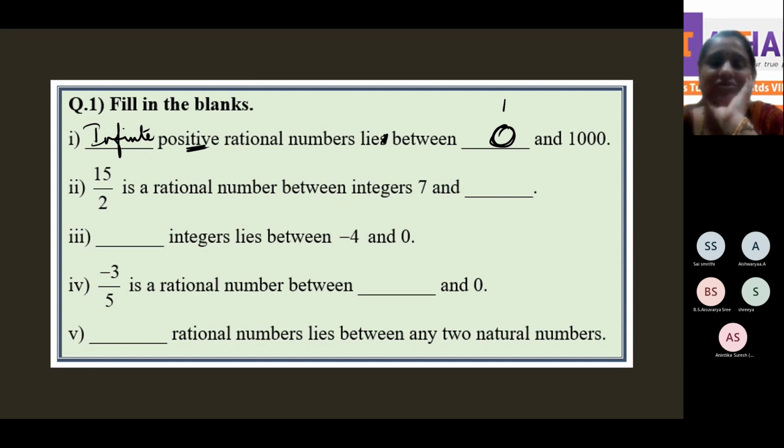Positive rational numbers, right? So 0 and 1000. It starts only from, see, positive rational numbers start after 0. Positive rational numbers, because 0 is an integer. 0 is a rational number. It's neither positive nor negative. 0 does not carry any sign with it. So from where do positive rational numbers begin? After 0, just after 0.